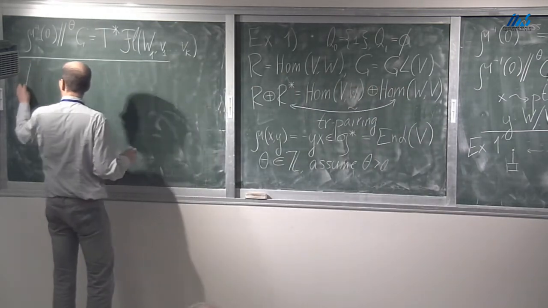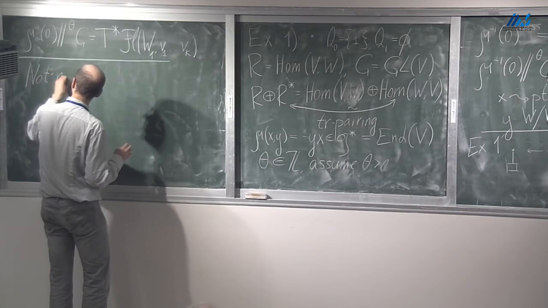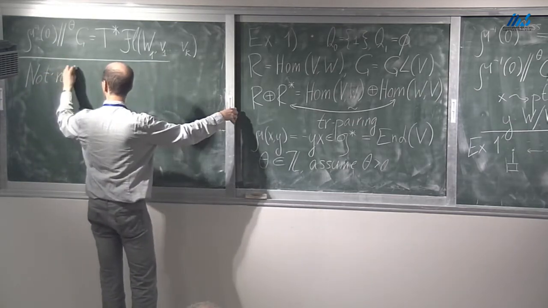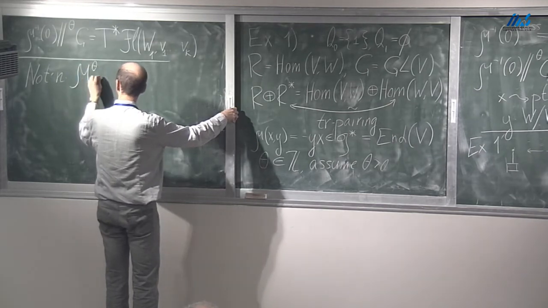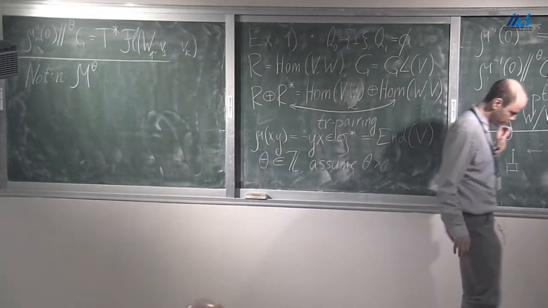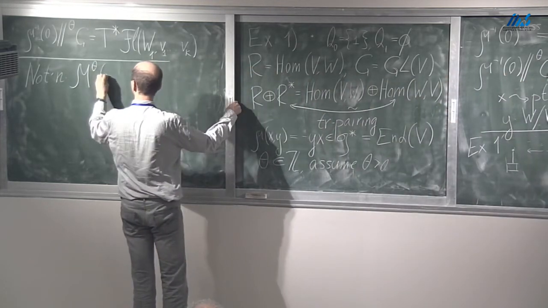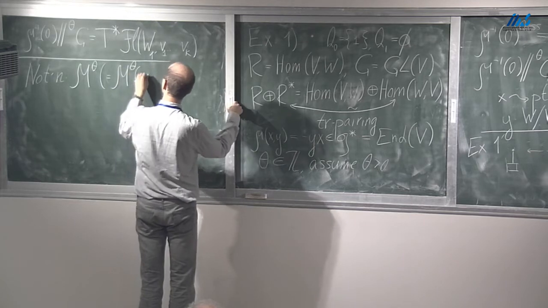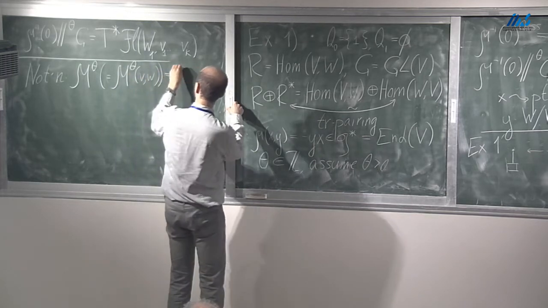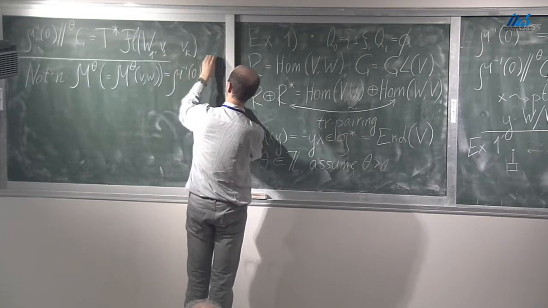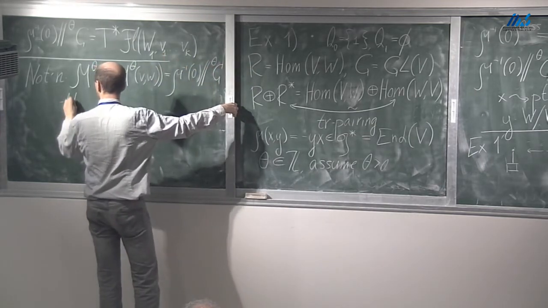Okay, so before I proceed, let me introduce some notation and make one remark. So the notation is that m theta... Do there exist corresponding affine Nakajima varieties? Not that I know. So I will write m theta, or sometimes m theta of V, W, for the corresponding Hamiltonian reduction for the corresponding Nakajima variety. It's my Nakajima variety.